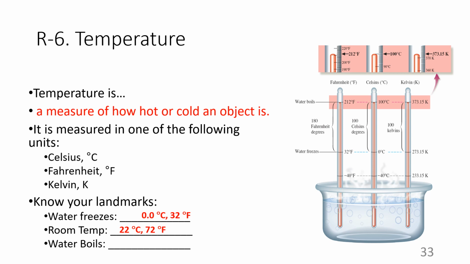The next landmark to know is the boiling point of water, 100 degrees Celsius, 212 degrees Fahrenheit. At this point, you might be wondering, is it a coincidence that water freezes at 0 degrees Celsius and boils at 100 degrees Celsius? No, it's not a coincidence. The Celsius system was built around water because it is such a common material.